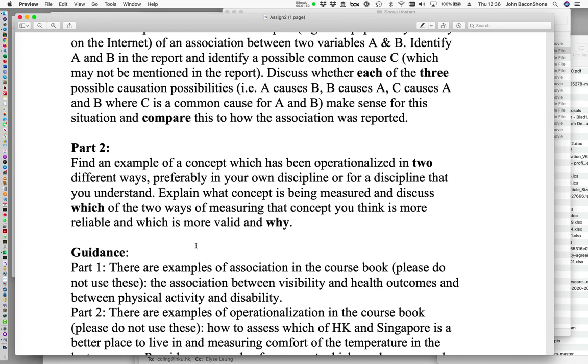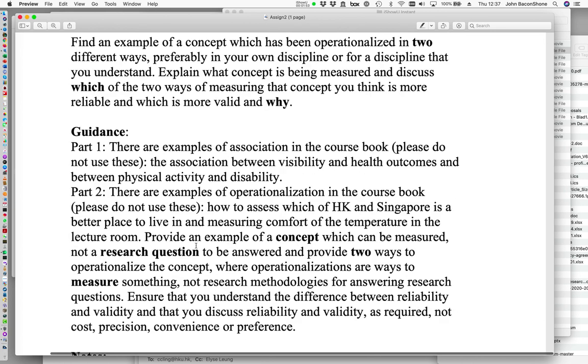So I've given you some guidance. So for part one, there are examples of association in the course book. Of course, I don't want you to use those. I want you to find your own example. So in the course book, we talked about the association between visibility and health outcomes and between physical activity and disability, for example. For part two, again, there are examples of operationalization in the course book. Please do not use these. So for example, we talked about the measuring comfort of the temperature in the lecture room, and we talked about how to assess which of Hong Kong and Singapore is a better place to live.